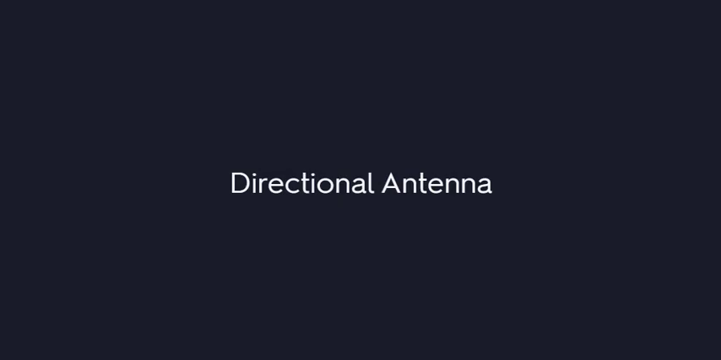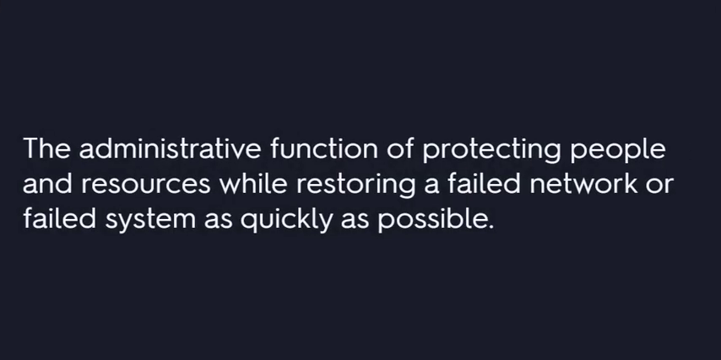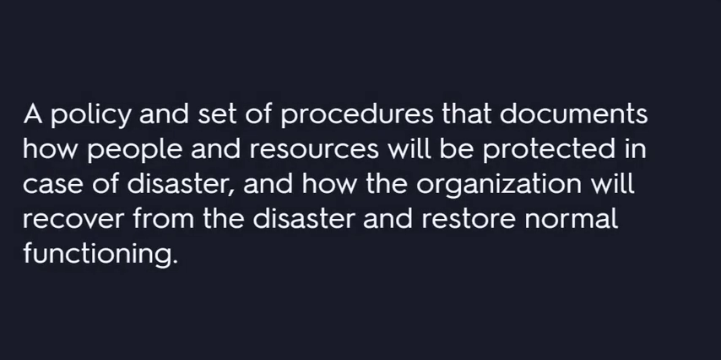Directional antenna. A catastrophic event causing a device or system to fail due to a cause that cannot reasonably be foreseen. Disaster. The administrative function of protecting people and resources while restoring a failed network or failed system as quickly as possible. Disaster recovery. A policy and set of procedures that documents how people and resources will be protected in case of disaster and how the organization will recover from the disaster and restore normal functioning.